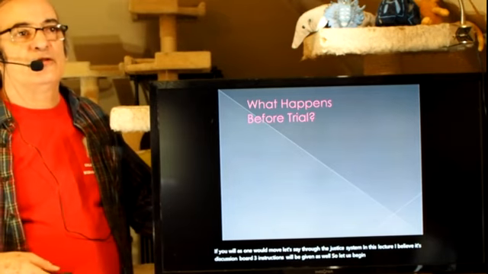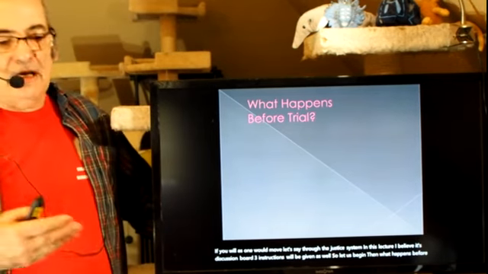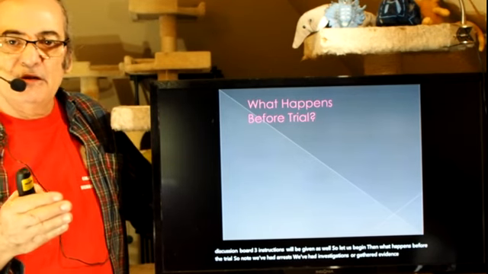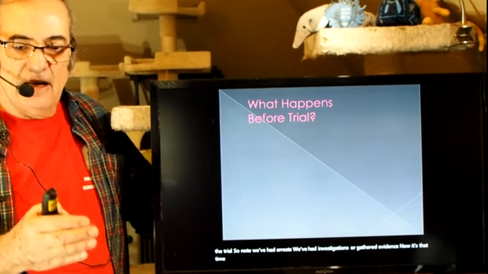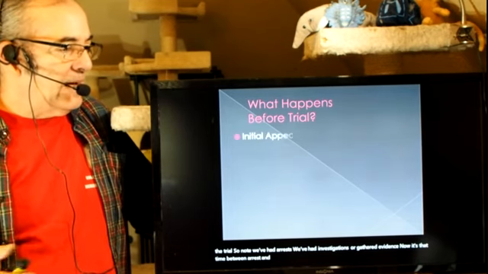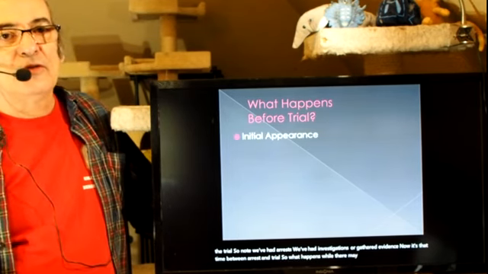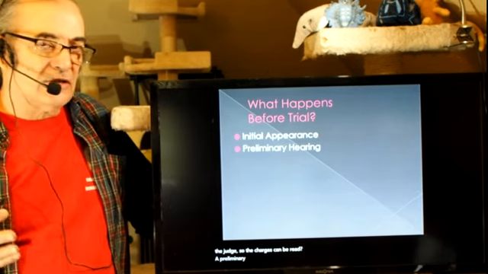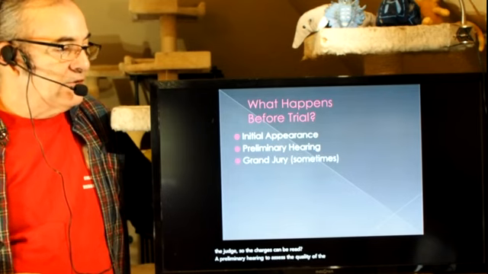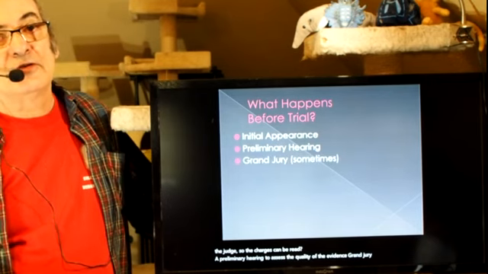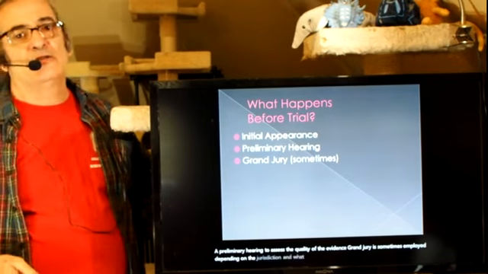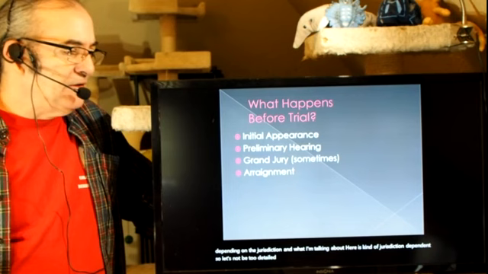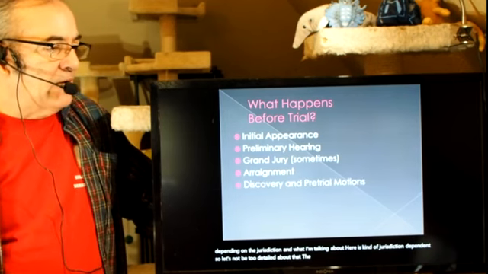What happens before the trial? So note, we've had arrests, we've had investigations, we gathered evidence. Now it's that time between arrest and trial. So what happens? Well, there may be an initial appearance before the judge so the charges can be read. A preliminary hearing to assess the quality of the evidence. Grand jury is sometimes employed depending on the jurisdiction. And what I'm talking about here is kind of jurisdiction dependent. So let's not be too detailed about that. The arraignment, the discovery and pretrial motions.